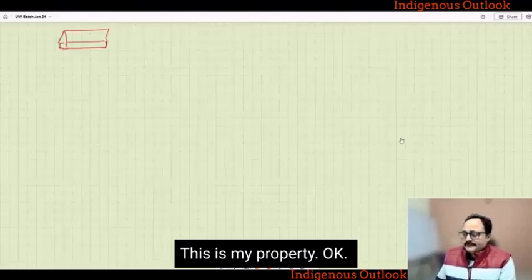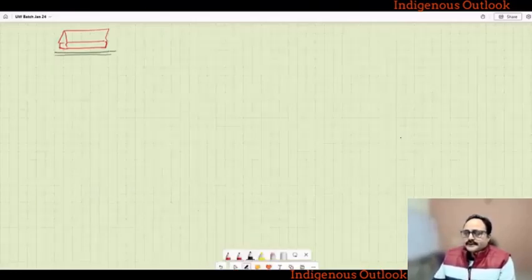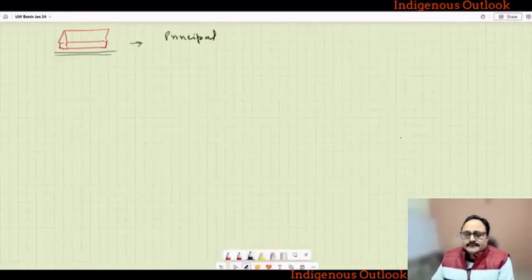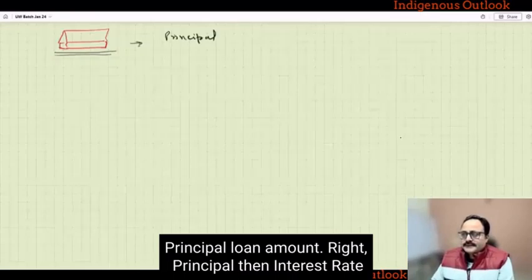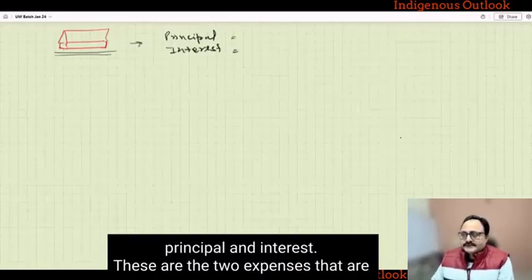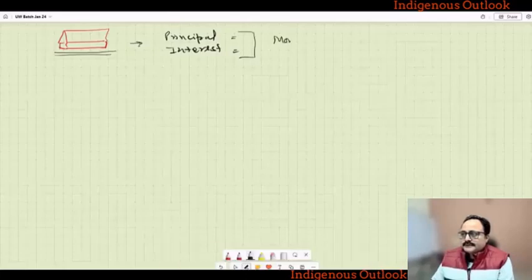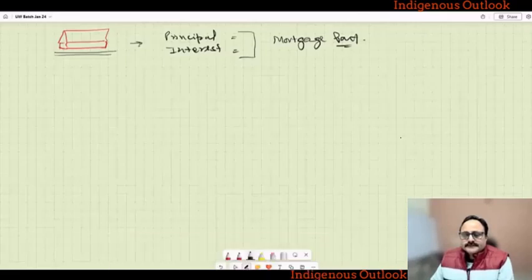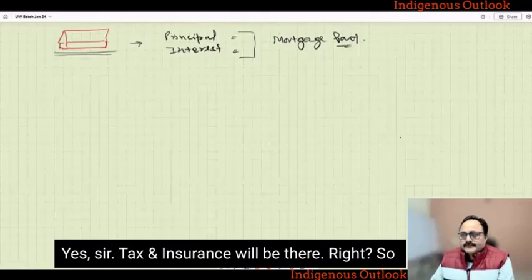So now, this is my property. Number one, principal loan amount. Principal, then interest. Principal and interest, these are the two expenses that are called the mortgage payment. Is there any other expense that relates to this property? Yes, sir. Taxes and insurance will be there.